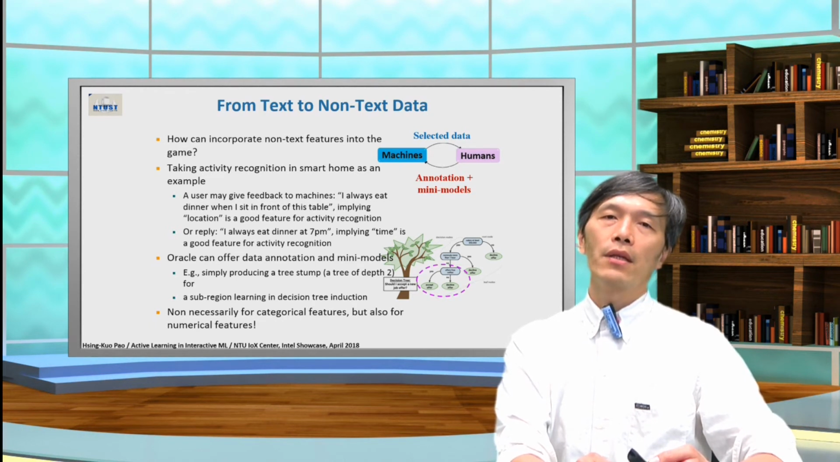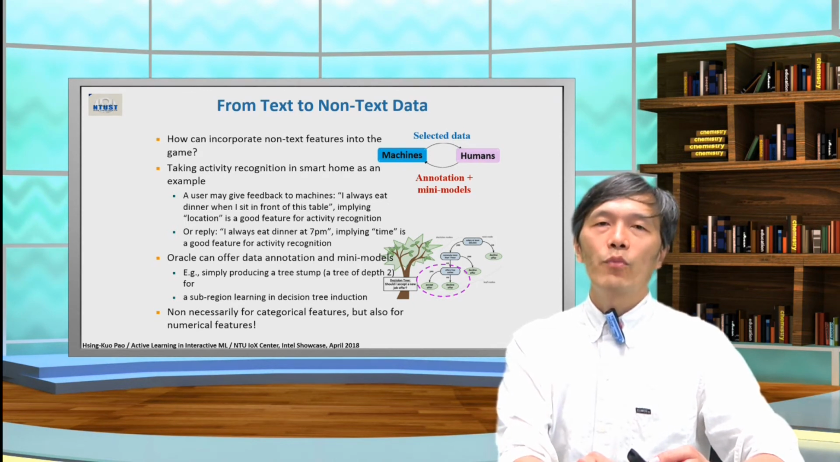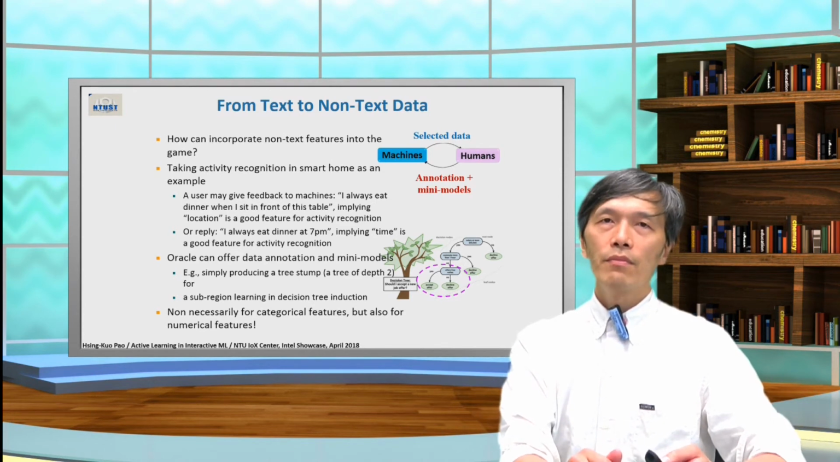So in this case, the time is a very important factor. Meaning that maybe using the time feature, we know what kind of activity the user is in. So from time to time, we can use several features like time and/or location to decide the activity. Okay, so label features will also be important for non-text data.